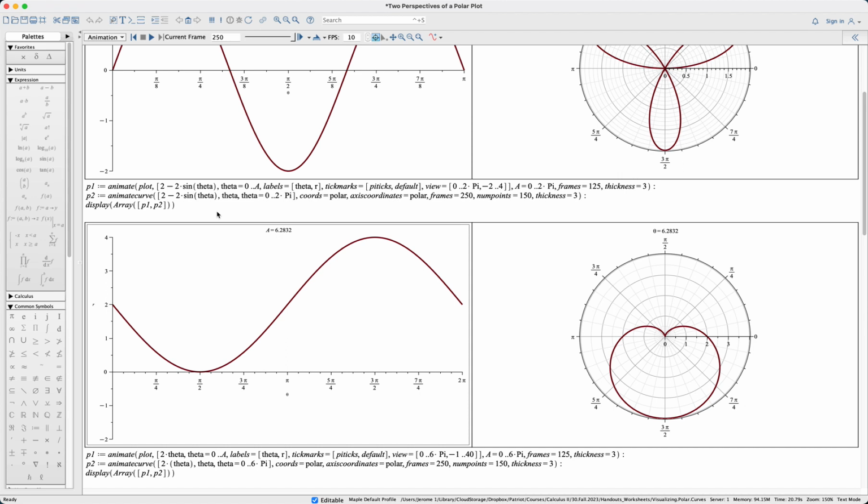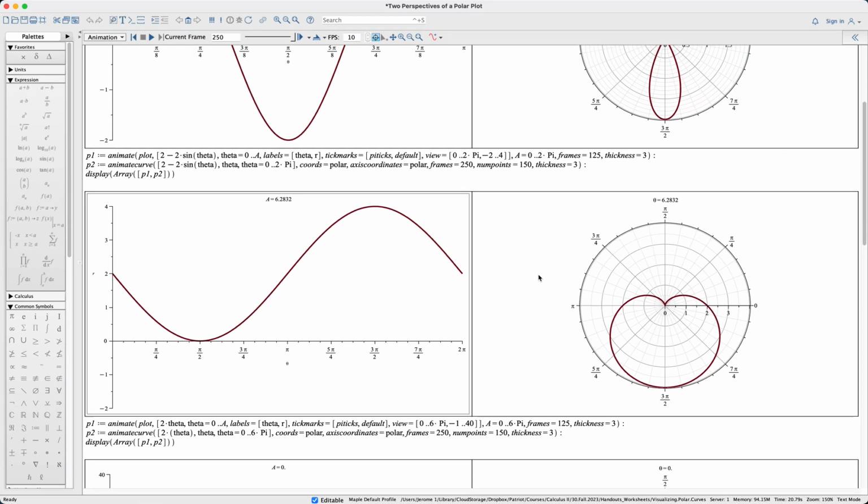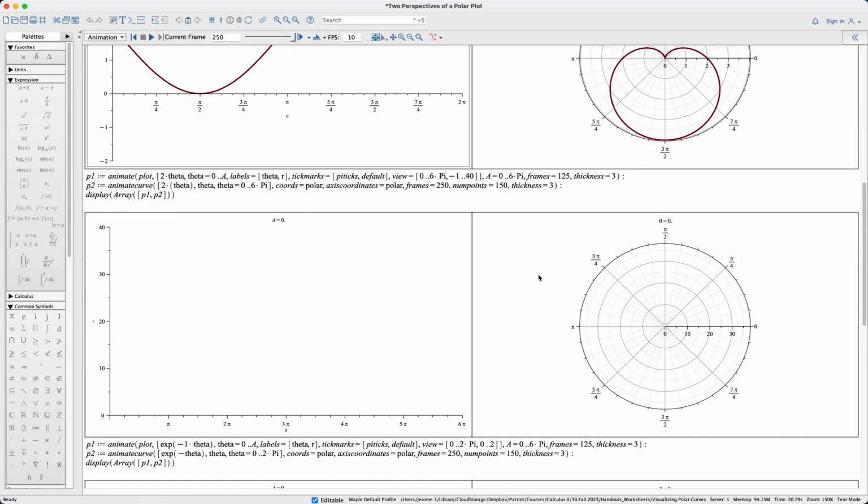But again, when you compare these two side-by-side plots, you get the sense that they shouldn't be at all related, but they are very related. The only difference being one is rectangular and the other is polar. All right, so that's our second one.